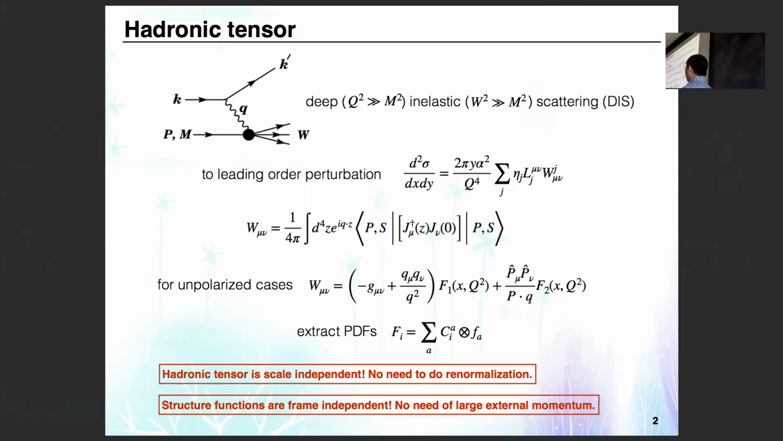In our case, we want, on the other hand, to calculate the structure functions directly, because the structure functions and the hadronic tensor have some advantages. For example, the hadronic tensor is scale independent, so there is no renormalization, and the structure functions are frame independent, so we don't need very large external momentum. So if we can really calculate the hadronic tensor on the lattice, we will have a more theoretically clean method to know more about the nuclear structure.